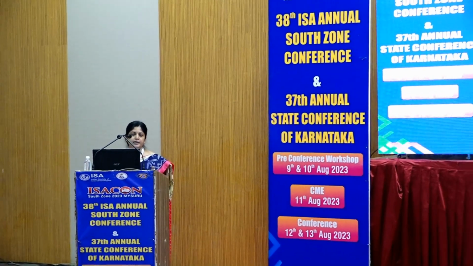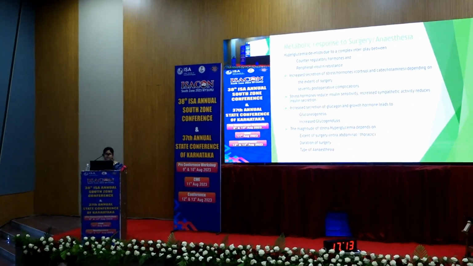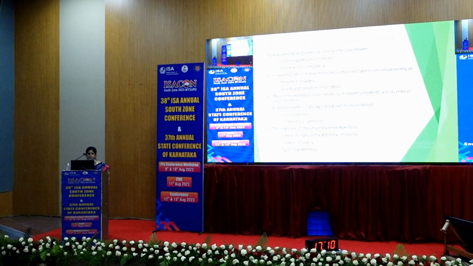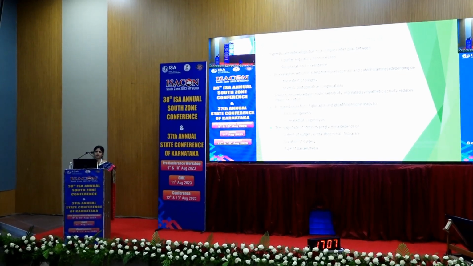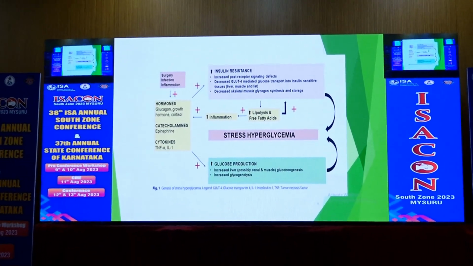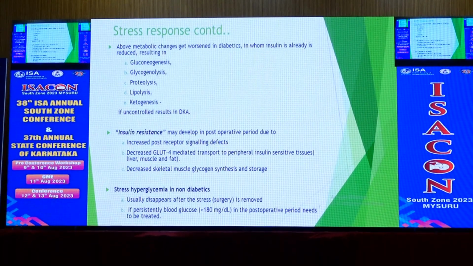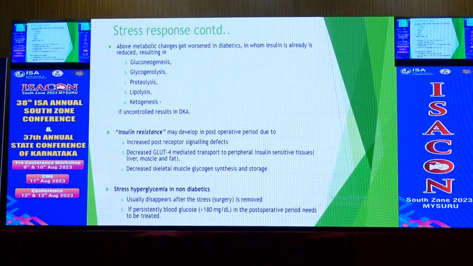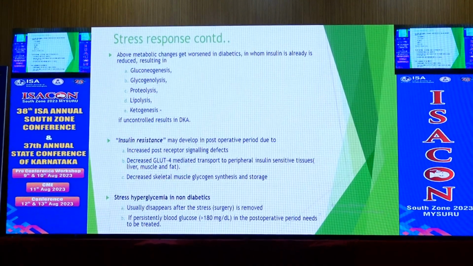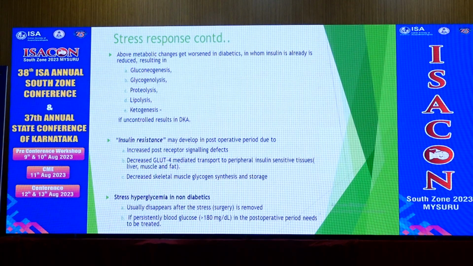Hyperglycemia develops because of a complex interplay between the counter-regulatory hormones released because of surgical trauma, and there is peripheral insulin resistance, especially in the post-operative period. The magnitude of this stress response depends on the extent of surgery, duration of surgery, and the type of anesthesia, and this flowchart describes it. These metabolic changes get worsened in diabetics. Usually the stress response happens in everybody, but it disappears once the surgery is over. But it gets worsened in diabetics, in whom there is already a deficiency of insulin.